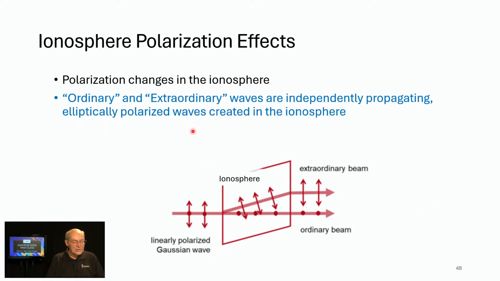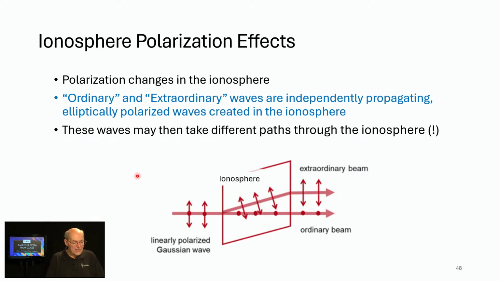So the ordinary and extraordinary waves are independently propagating elliptically polarized waves created in the ionosphere. That's what happens here. They split into those two flavors of waves called elliptically polarized. Some people will say that you send it up horizontal, it comes down horizontal and vertical. That's pretty close to the truth too. These waves may take different paths through the ionosphere! You would think that they'd go the same place, but they don't necessarily do that. So they might be coming down in places where one person can hear and you can't hear the answer coming back.